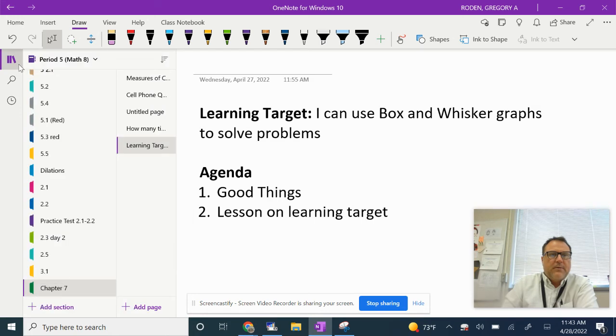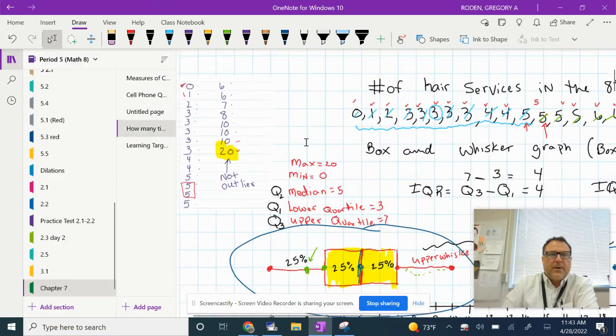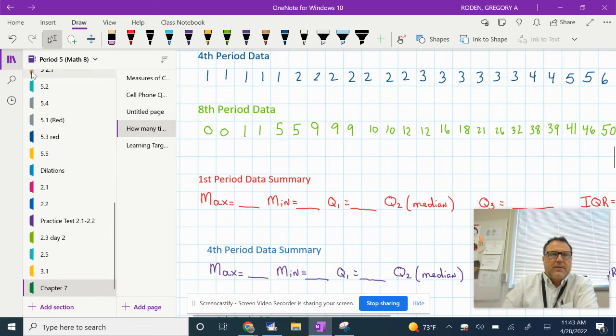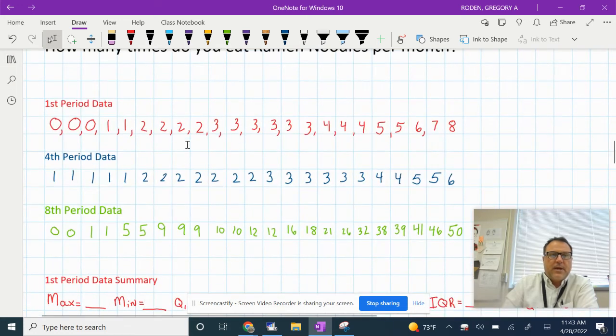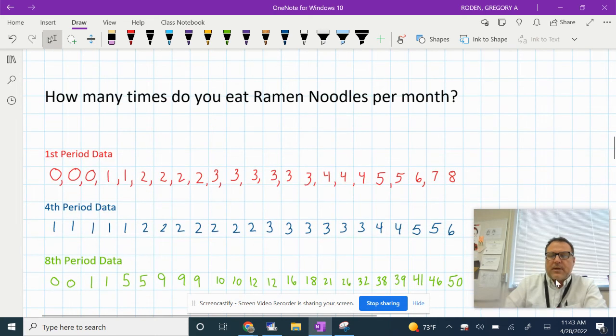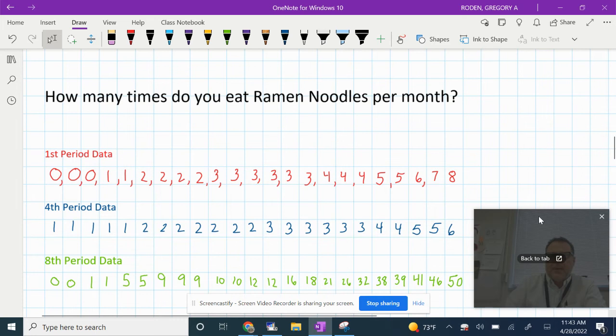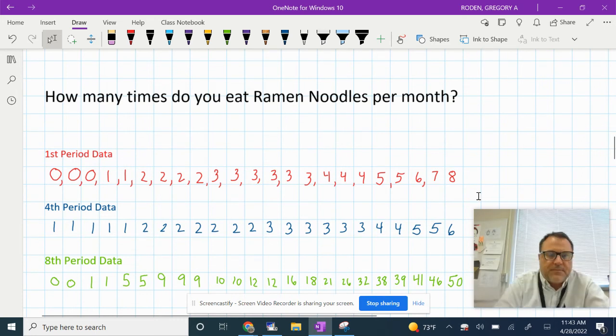So we've been talking about this box and whisker stuff. What I did is I looked at my first period class, my fourth period class, and my eighth period class. And I asked them a question that I feel like everyone wants to know: how many times do you eat ramen noodles per month?